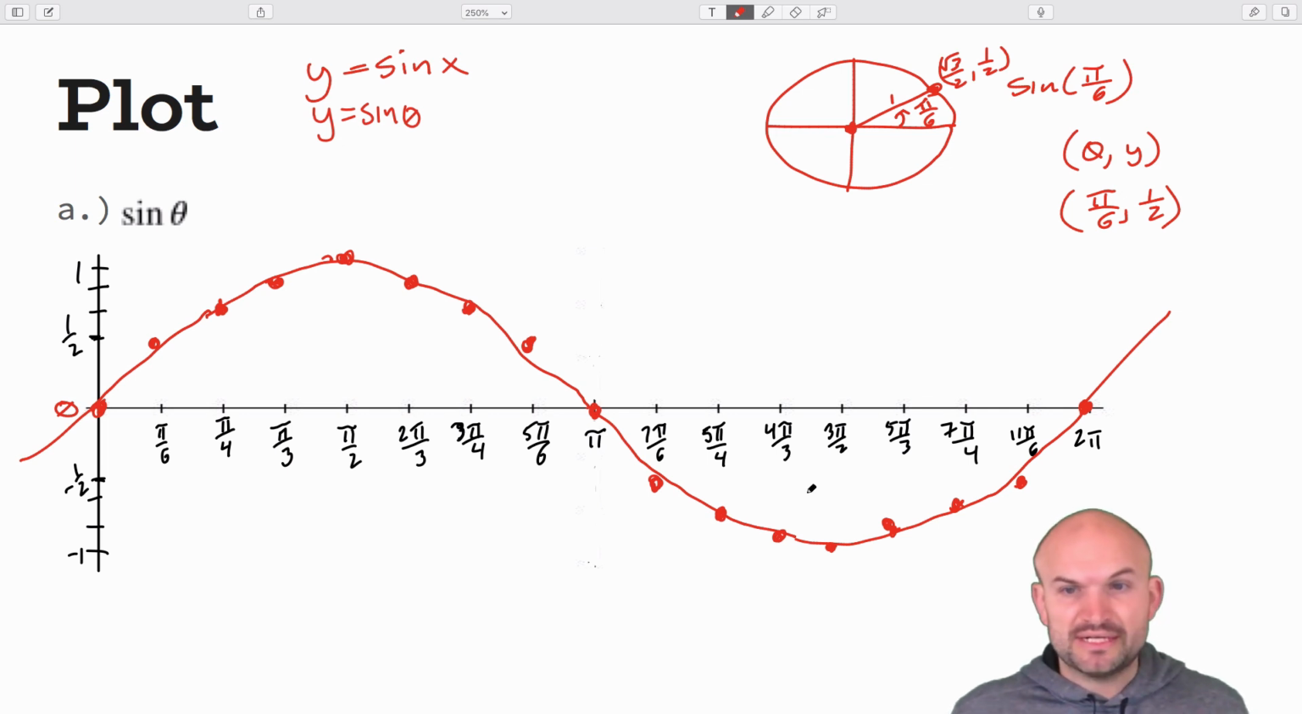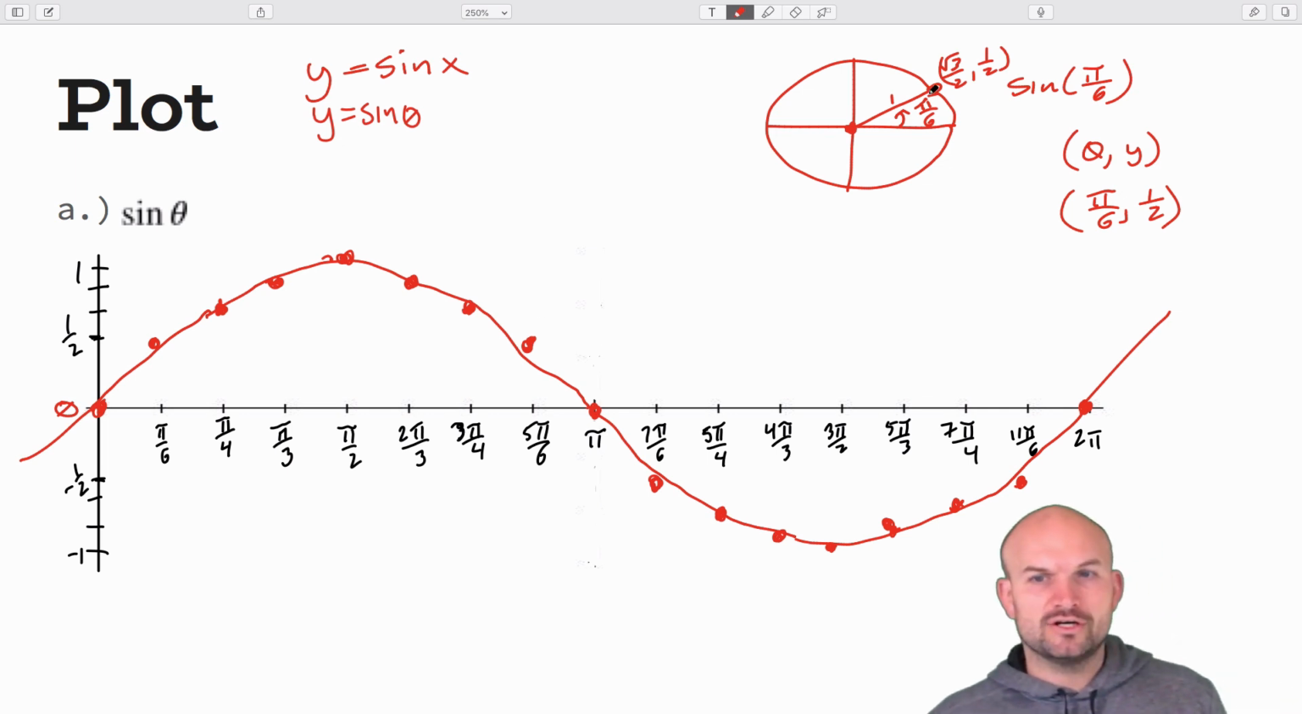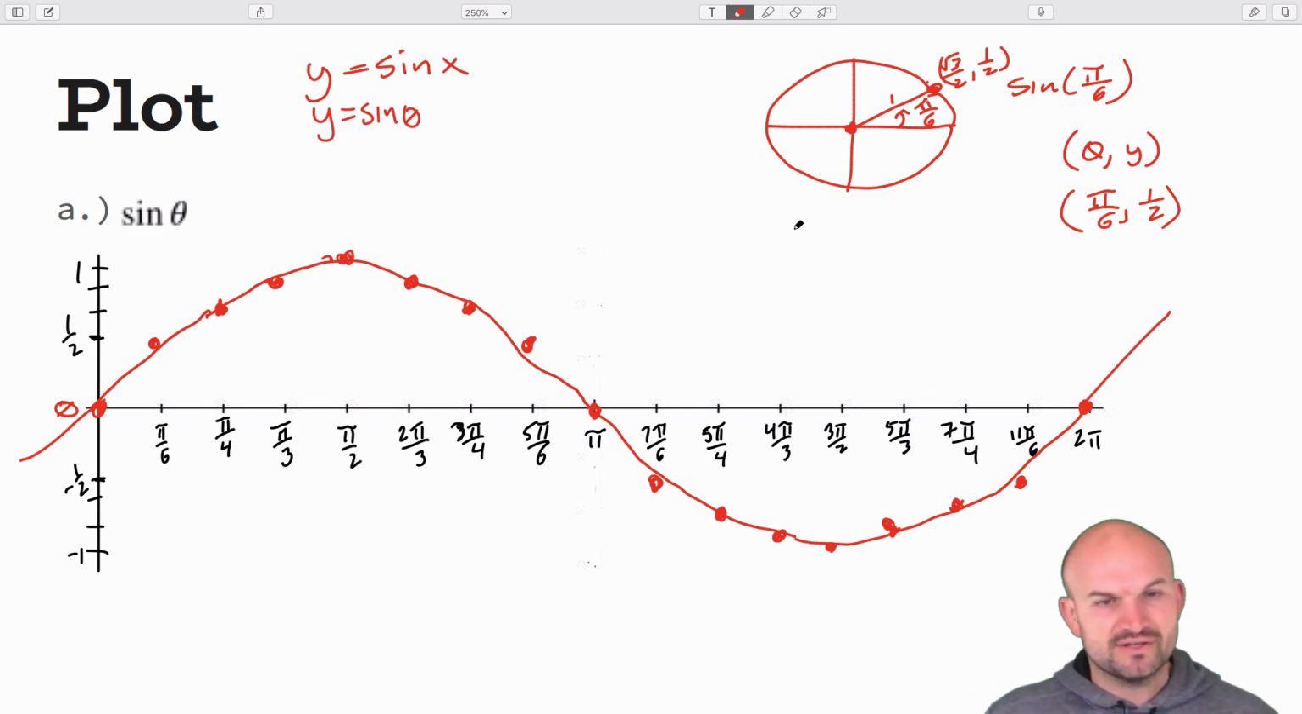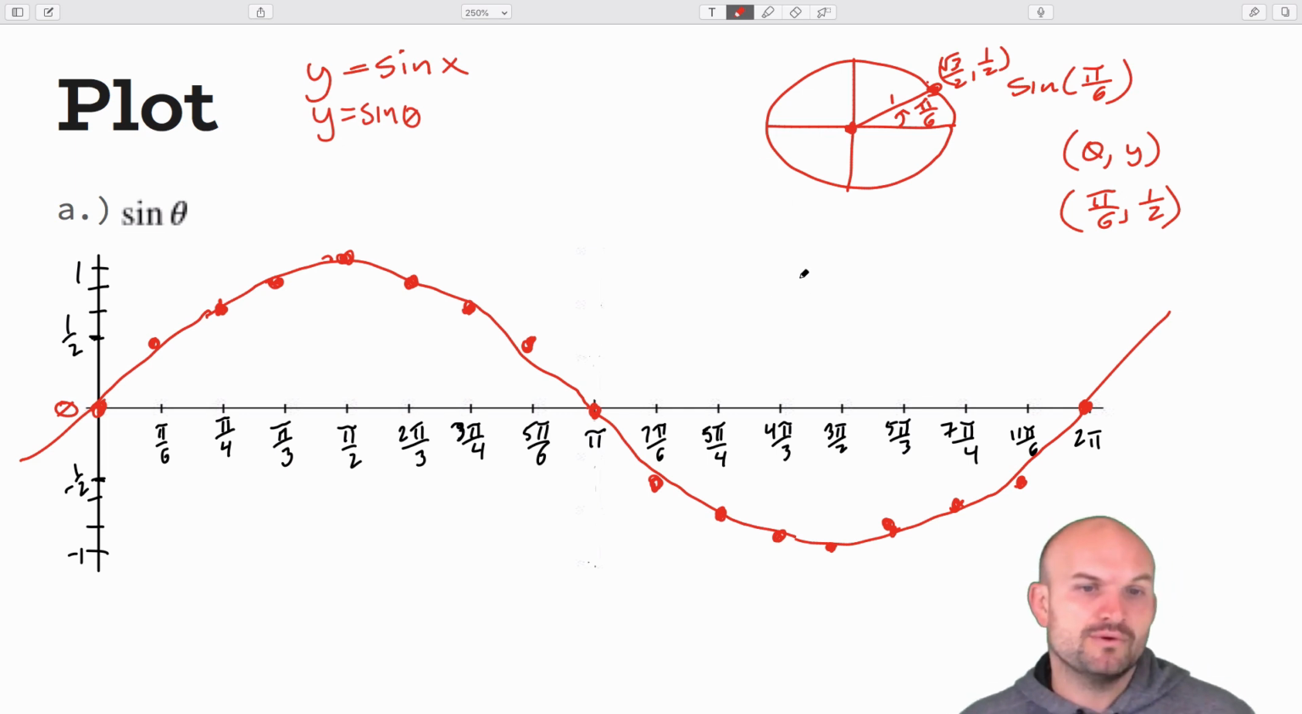And there's no discontinuities. There's no reason for any angle for us to have an undefined value. We've already talked about undefined values so far in this class as far as dividing by 0 and taking the square root of a negative number. Well, when you're just looking at the y coordinates of points on the unit circle, you're never going to be dividing by 0 for sine. So we're going to be defined for all angles, meaning that the domain of this graph is going to be all real numbers.